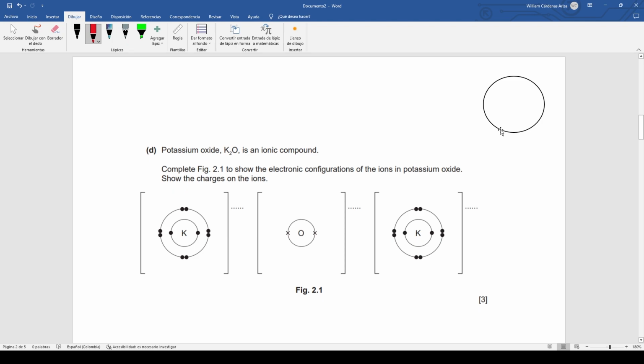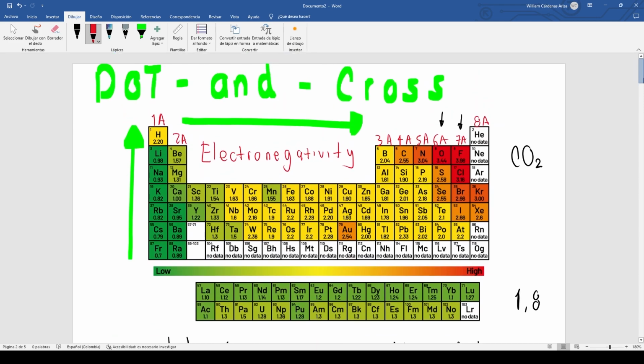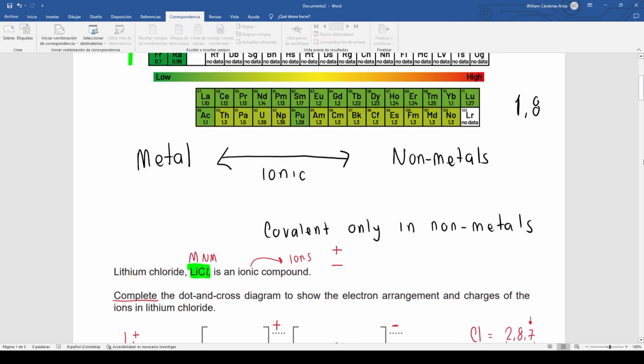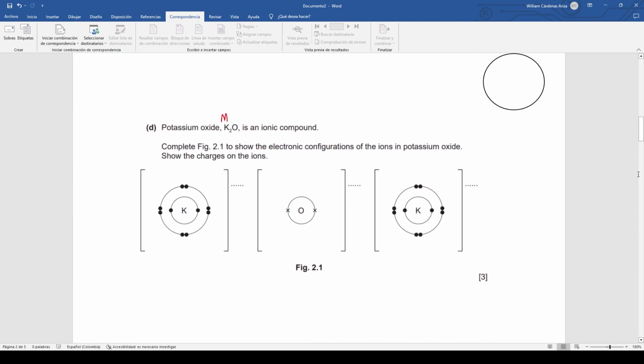Here we have another example. In this case, we have potassium oxide. And we also know this is an ionic compound. And we know that potassium is a metal because it is in the first group. Look, so this is a metal. And we know that oxygen is a nonmetal. Okay. So they will form an ionic compound.